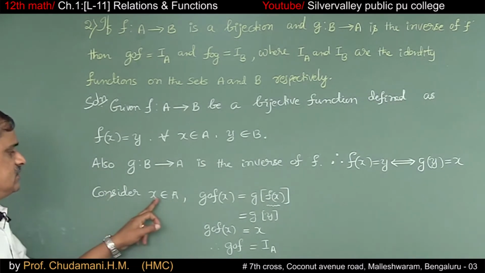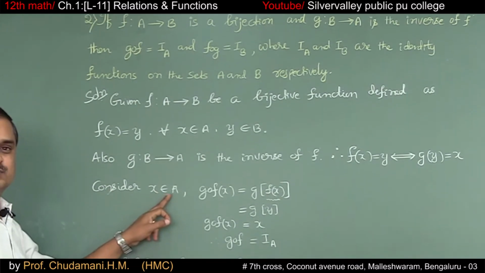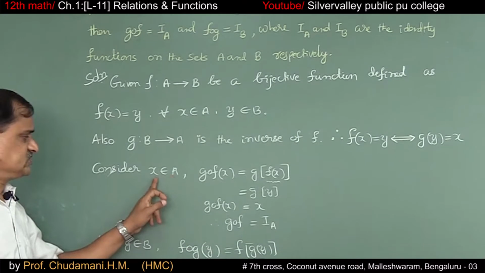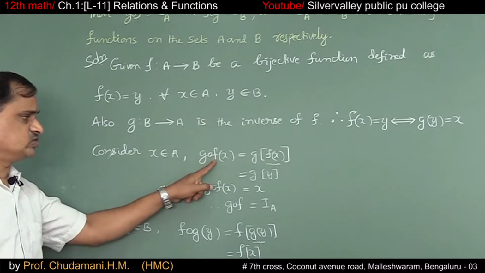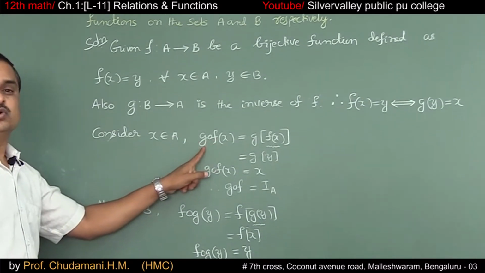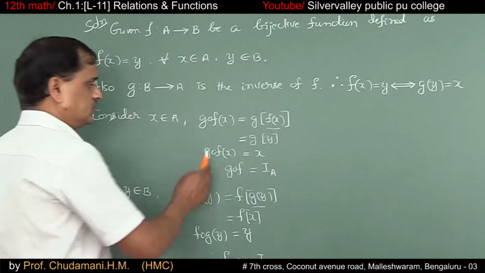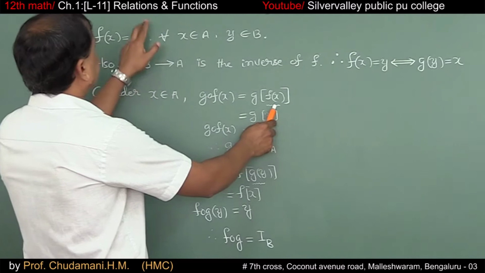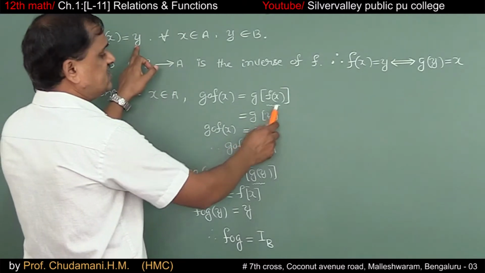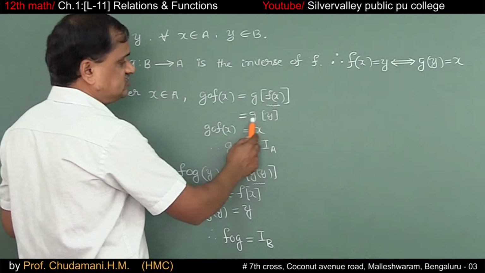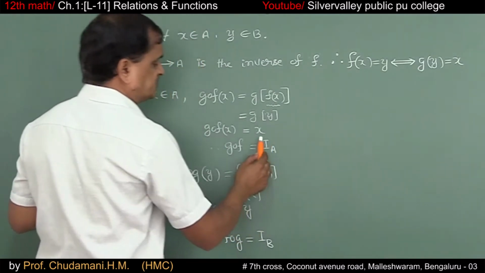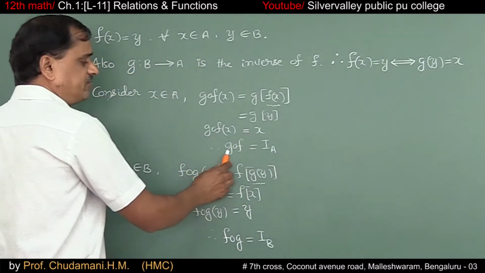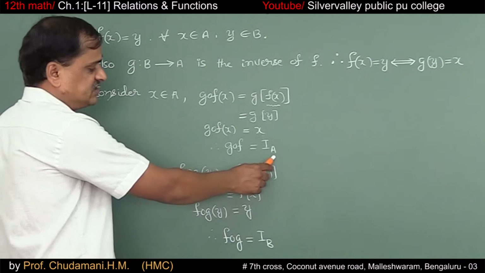Now consider x belongs to A. x belongs to A means you are supposed to operate f first. So g∘f of x is equal to g of f of x. What is f of x actually? f of x is equal to y, but g of y is x. That's why g∘f is an identity function on the set A.